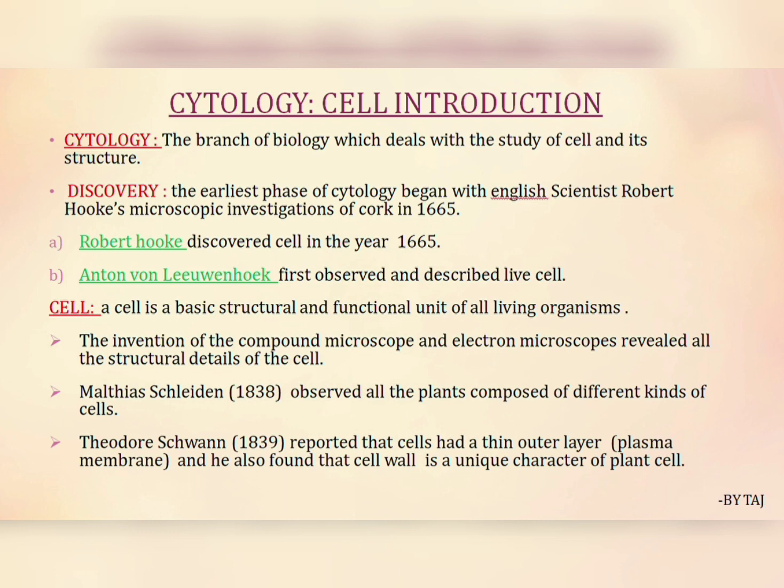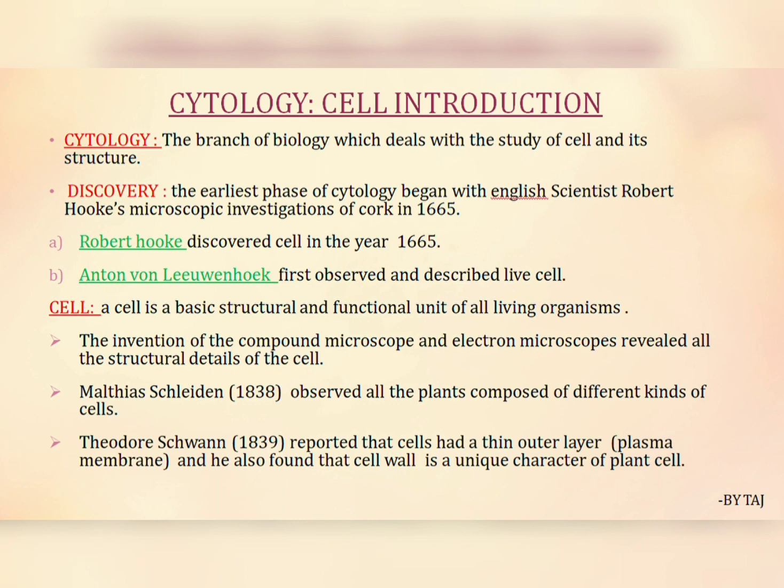Matthias Schleiden in the year 1838 observed that all plants are composed of different kinds of cells. Theodor Schwann in the year 1839 reported that cells have a thin outer layer called the plasma membrane, and he also found that the cell wall is a unique character of the plant cell and is absent in the animal cell.